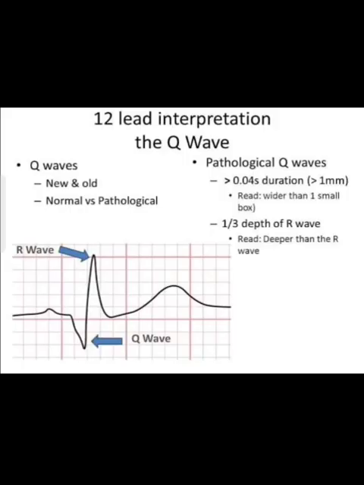Pathological Q waves are more than 0.04 second in duration, that is more than 1 mm, wider than one small box. They are deeper than the R wave by 1/3 of the height of the R wave. They can be new or old, or they can be normal versus pathological, as already discussed.